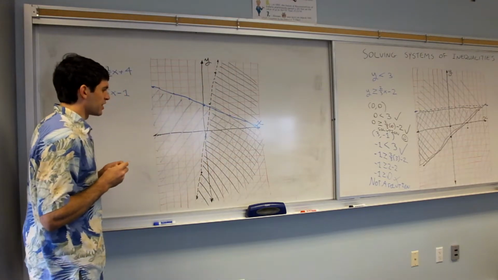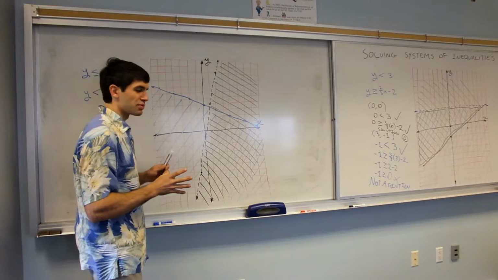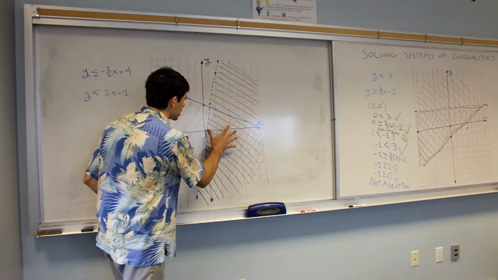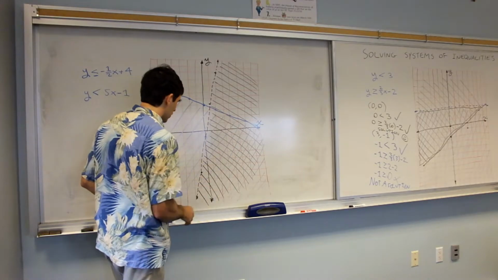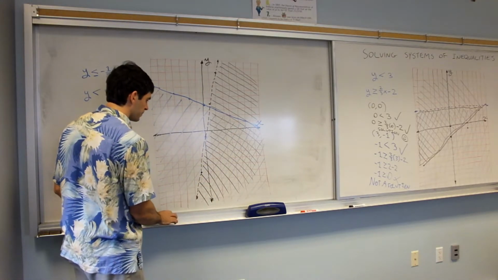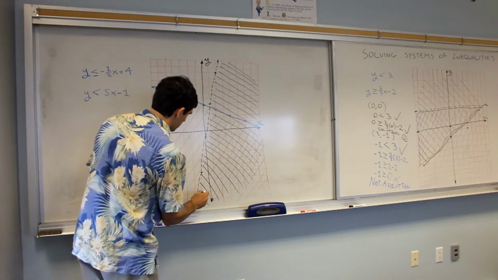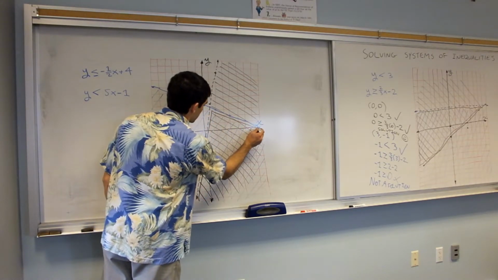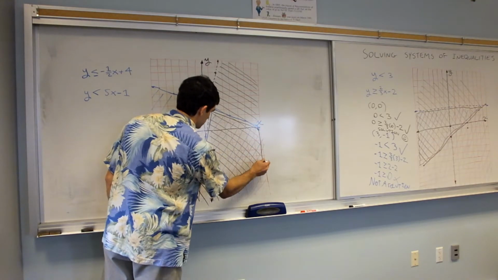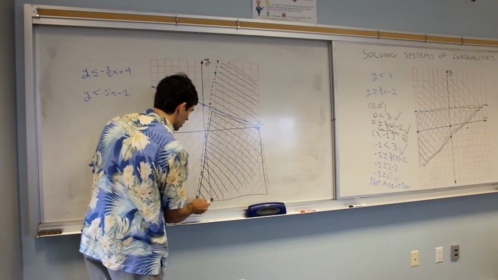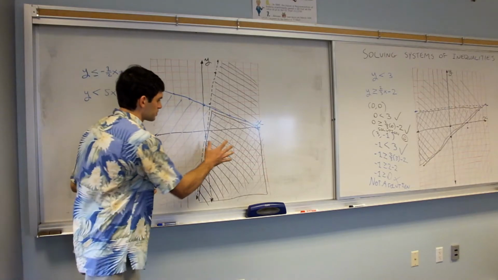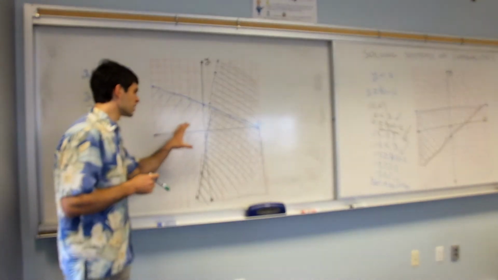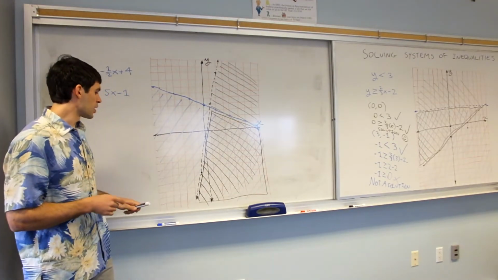So again, the solution to this system of inequalities is going to be the area that is shaded by both inequalities. So it's going to be this area right here. So this is the solution to this system of inequalities, again, because it's shaded by both.